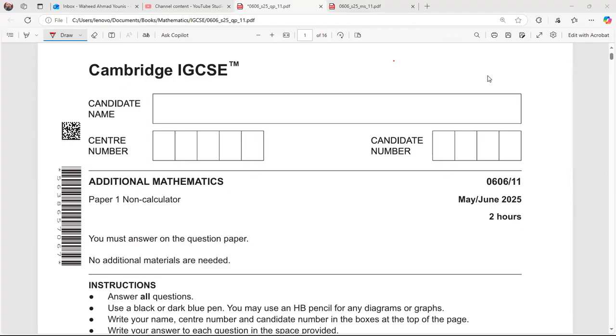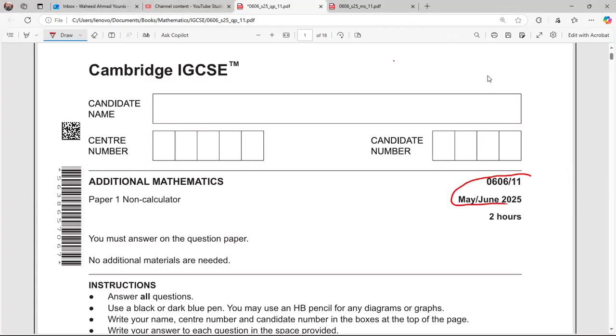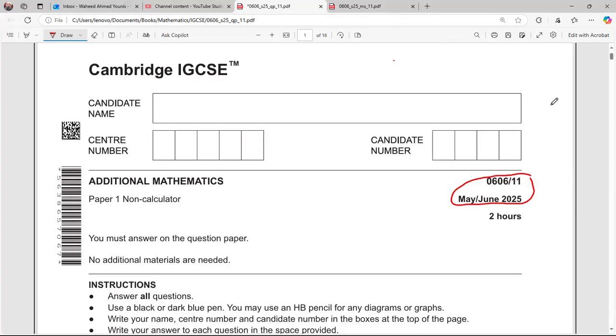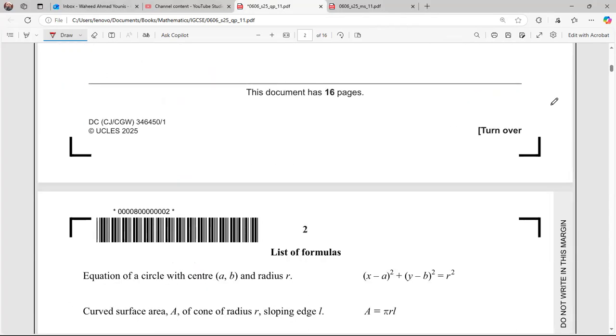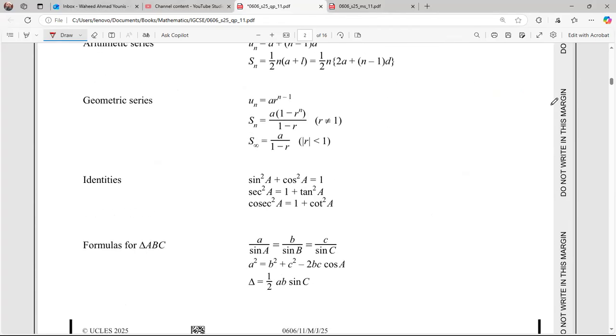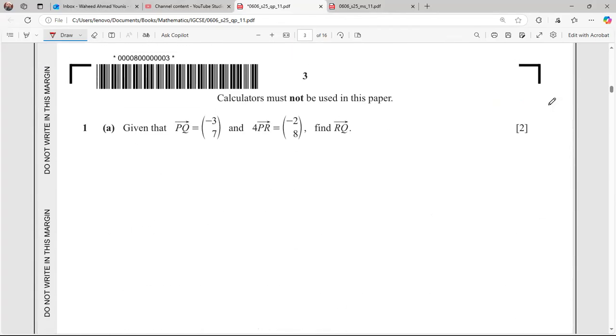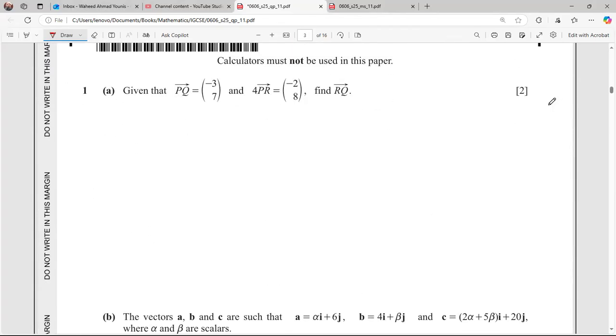From today onward, we will be solving this exam. You can see it is 2025 May June and version 1.1. Okay, so let's jump on to the questions. This is all you can see. So this is the first question.